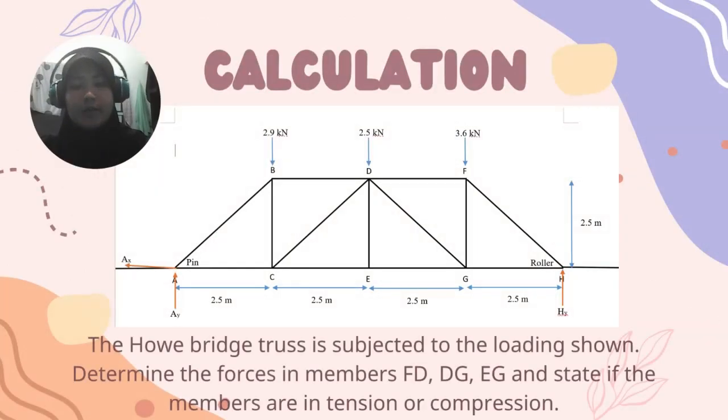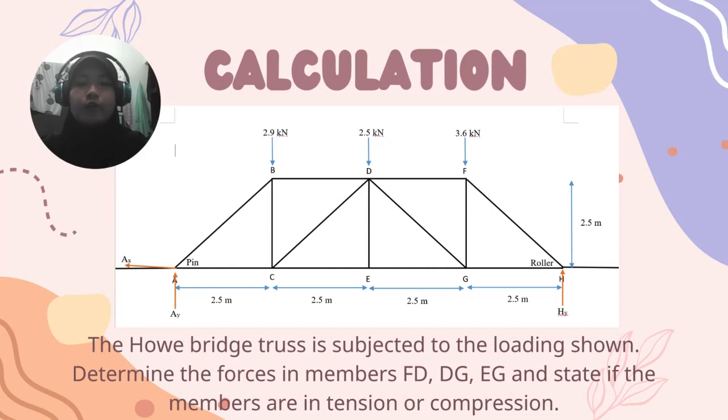Okay, so right now I'm going to give an example of calculation for a Howe truss bridge. Based on the diagram below, the Howe bridge truss is subjected to the loading shown. Determine the forces in members FD, DG, EG, and state if the members are in tension or compression. So based on the question, we need to find the force for members FD, DG, EG, and also we need to define whether it's tension or compression.